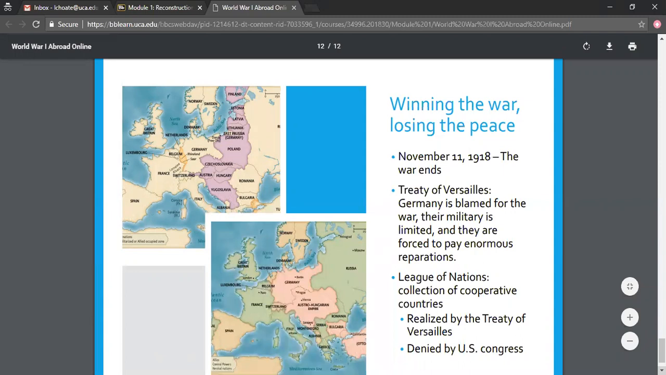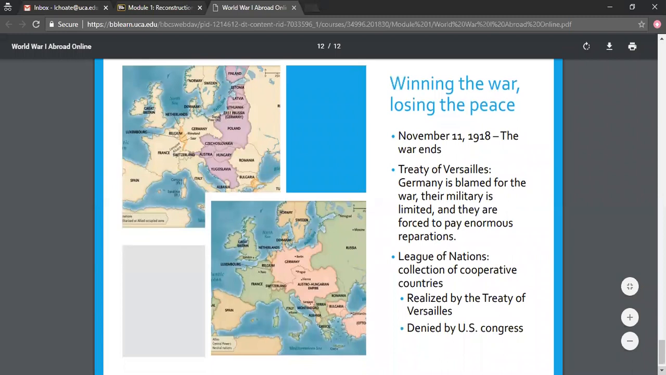We're not involved in the war for very long. It's not very long after we get involved that the war comes to an end. Germany and Austria-Hungary are defeated because of the fresh influx of American troops. And so on November 11th of 1918, the war ends and it's time to decide the peace treaty and the peace process. And this is going to be very complicated.